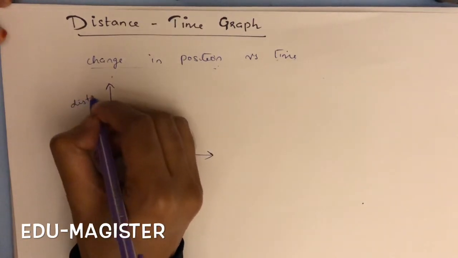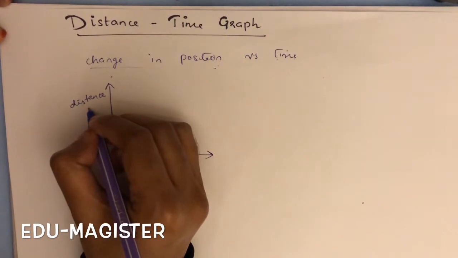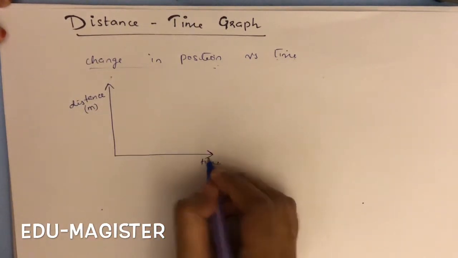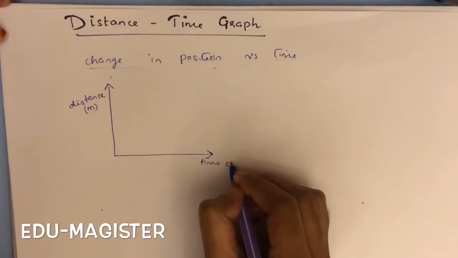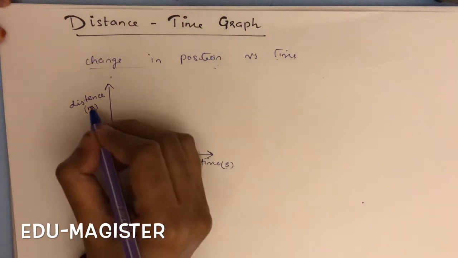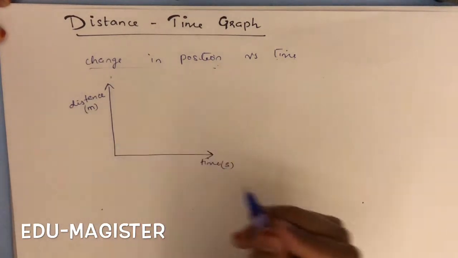In a distance time graph, distance or position of the object is represented in the y-axis and time is taken in the x-axis. So let the unit of time be seconds and unit of distance be in meters.